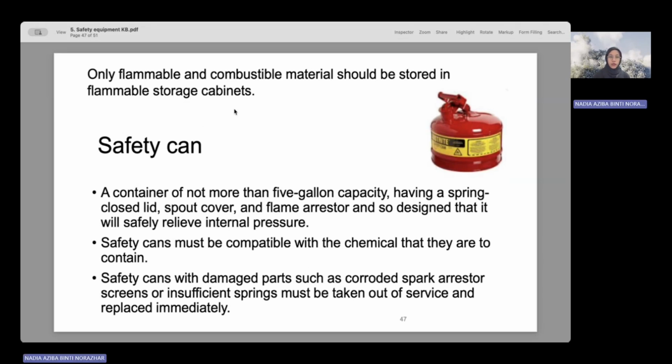Only flammable and combustible materials should be stored in flammable storage cabinets. So we need to segregate the types of chemicals to be stored in a proper cabinet.